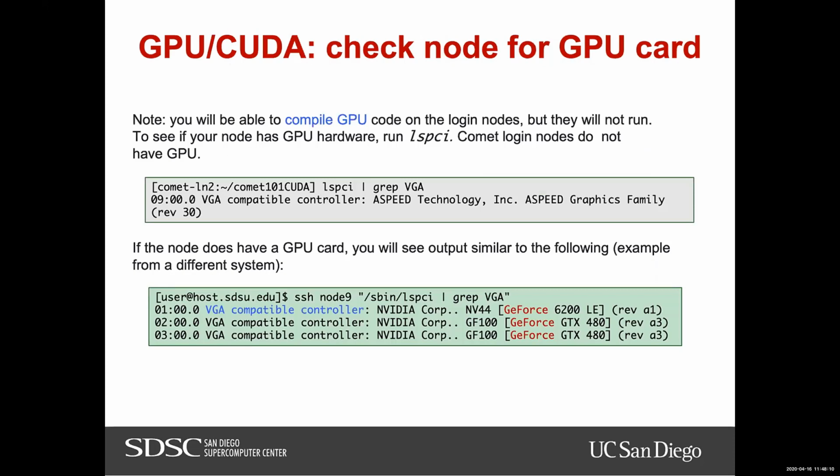So we want to make sure that we're on a node that has a GPU card. And these are little commands that you can use to recognize and figure out what's on your node. This node here, the login node, doesn't have any GPU cards. But if you get a node that does have GPU cards, then you'll get some information. So it's a little handy command.